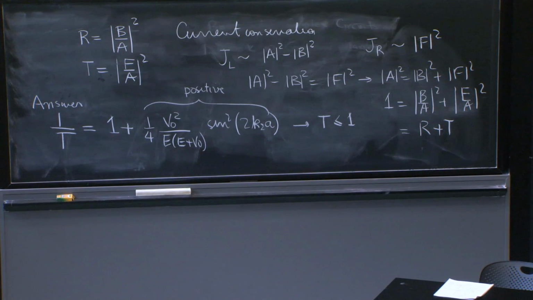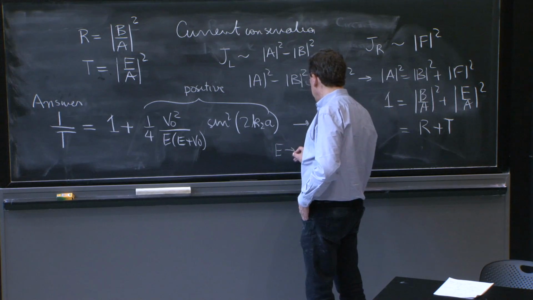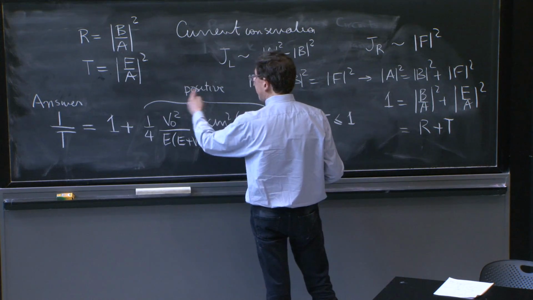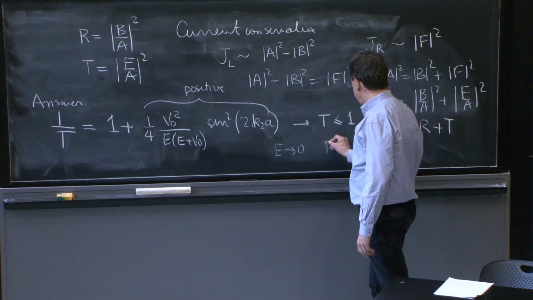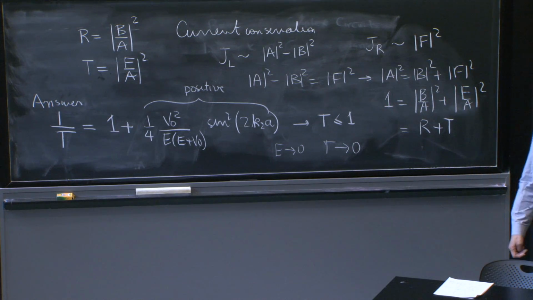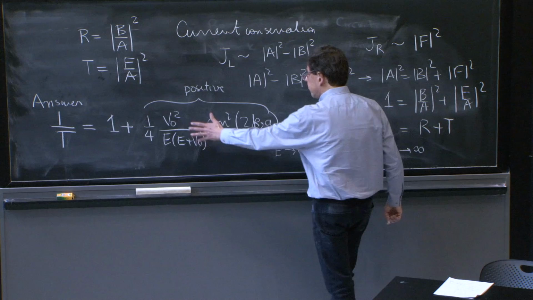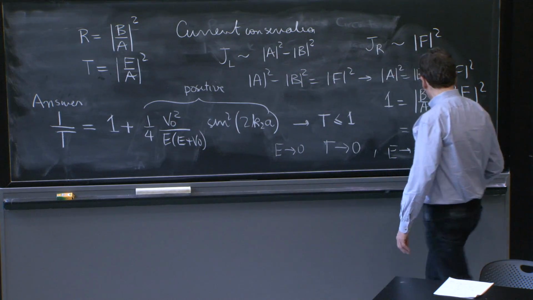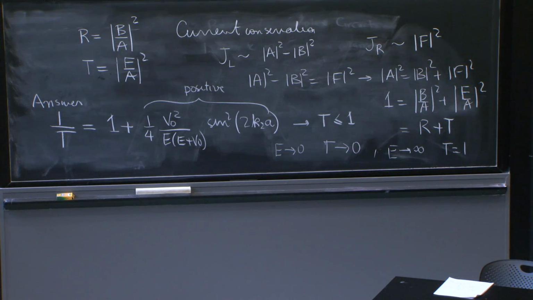So we'll see it. The other thing you can notice is that as E goes to 0, this is infinite, and therefore t is going to 0. No transmission as the energy goes to 0. As the energy goes to infinity, well, this term goes to 0, and you get transmission. T equals 1. So these are interesting limits.